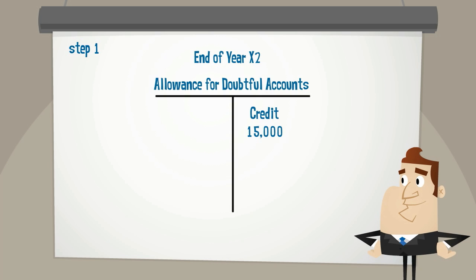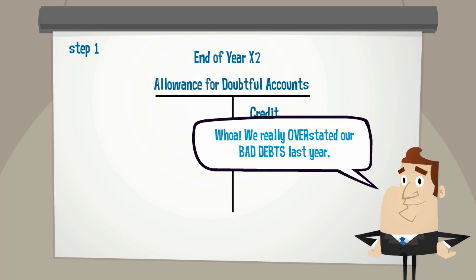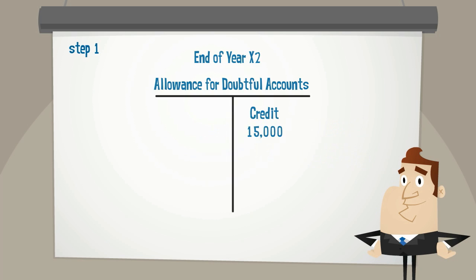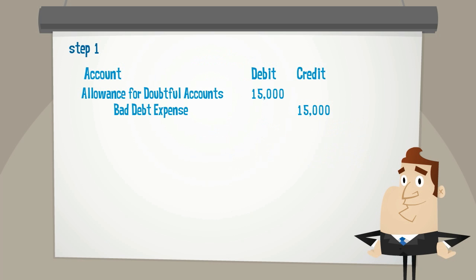Here's another way of looking at it. Step 1. At the end of year X2, management notices a leftover credit balance in its allowance for doubtful accounts of $15,000 and says to itself, "Whoa, we really overestimated our bad debts last year. We better fix that mistake this year," and then records the following journal entry. Debit allowance for doubtful accounts $15,000, credit bad debt expense $15,000.